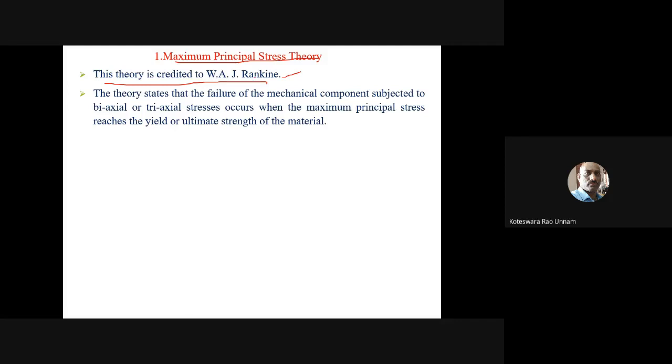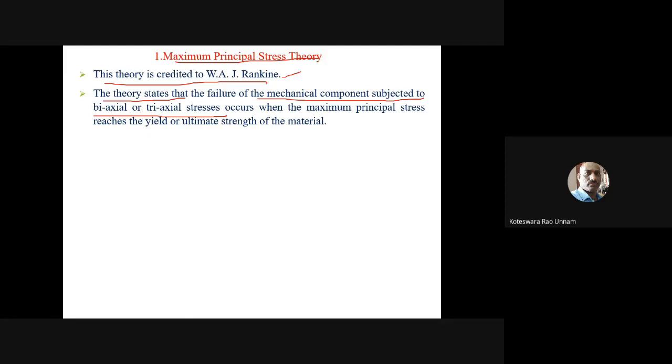So according to this theory, what is the failure criterion? This theory states that the failure of mechanical components subjected to either biaxial or triaxial stress. Why is only biaxial or triaxial written, why not uniaxial? In the case of uniaxial, we have already done it. We already know the design equations. There is no need to use any failure theory in the case of a uniaxial state of stress.